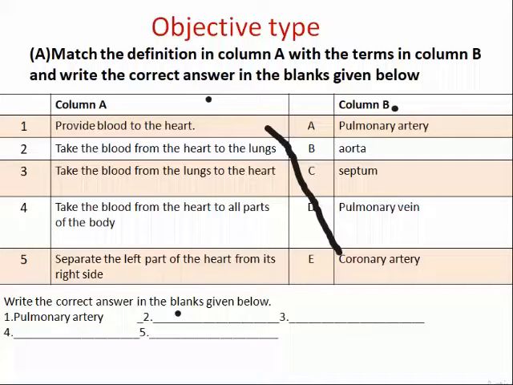Takes the blood from the heart to the lungs. In today's lesson we read that the pulmonary artery takes the blood from the heart and carries it to the lungs. Takes the blood from the lungs to the heart. Now it's the opposite of the pulmonary artery, so it's the pulmonary vein. Takes the blood from the heart to all parts of the body. So this is the aorta. The aorta takes blood and moves it to all parts of the body.